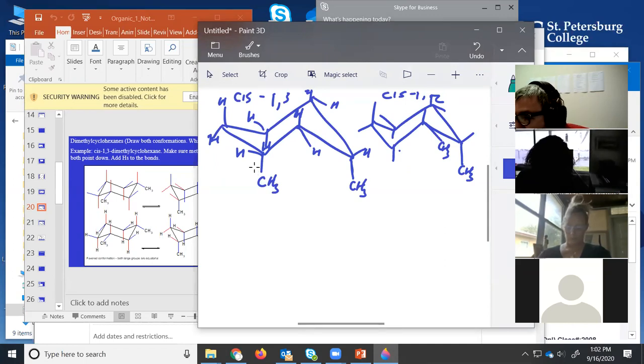This is what trans 1, 2 would look like. I won't bother putting in the hydrogens here, but that one's down, this one would be up. So that would be trans 1, 2.